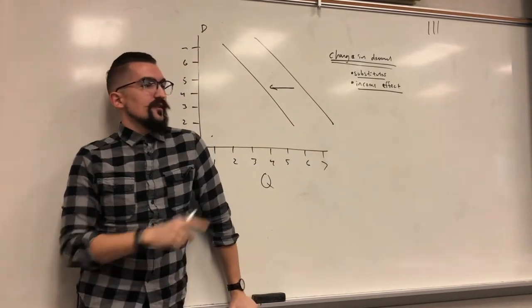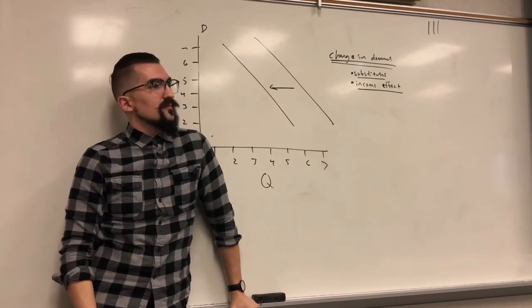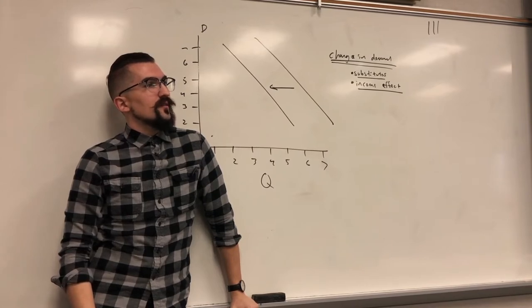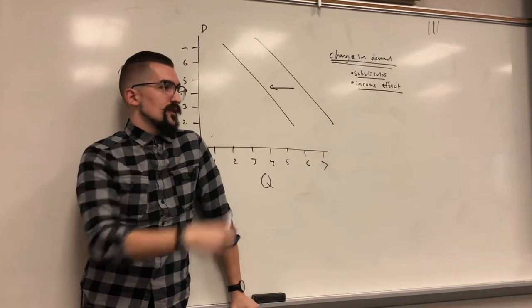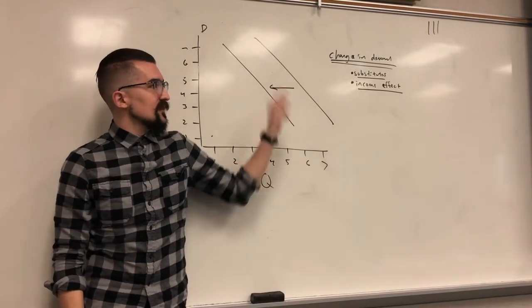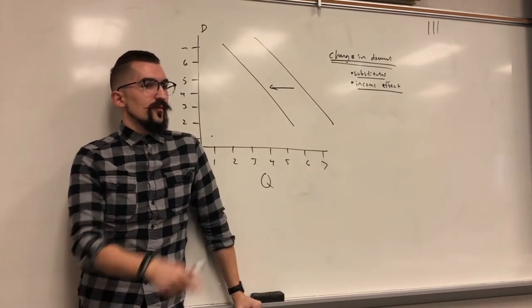Okay, what else could? Like the availability of an item. That would be more so dependent on the price. That would move it up and down the curve, because that's a scarcity issue. So if you're talking scarcity, that's only going to move it on the curve. It's not going to change the whole curve.